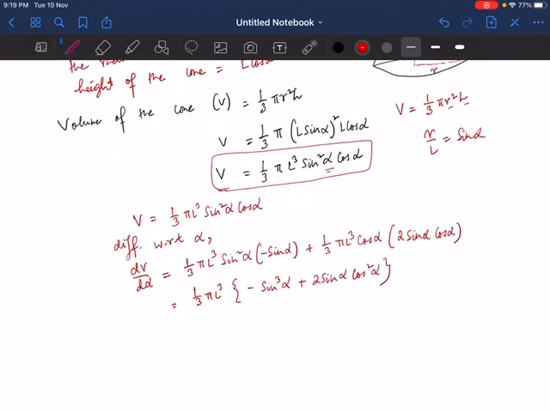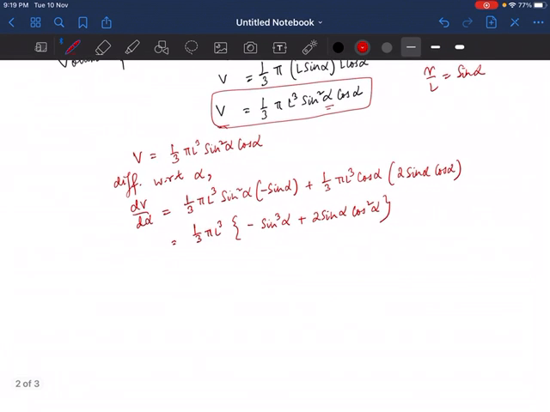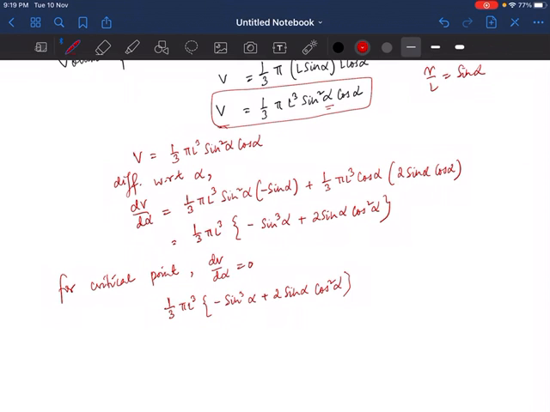Now we'll try to find the critical point. At the critical point, dV by d alpha will be equal to 0. So we have 1 by 3 pi L cube times minus sine cube alpha plus 2 sine alpha cos square alpha is equal to 0. So this is what we have.